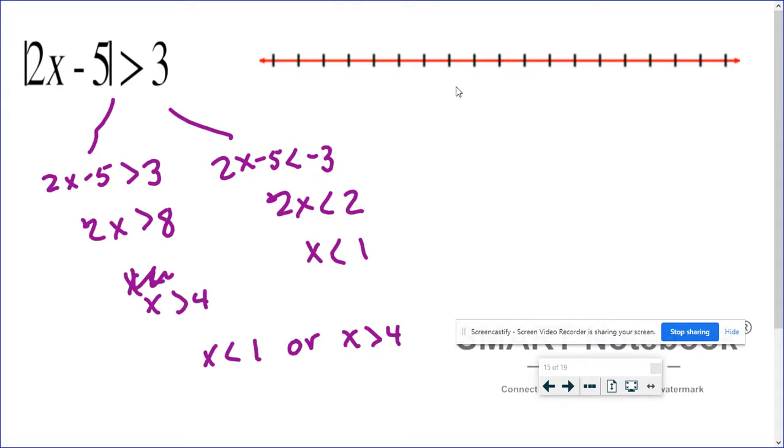So if 0 is here, 1 would be here, and I'm shading to the left. That would make 4 here, and I'm shading to the right. Okay. Again, started with greater than, ended up with or.